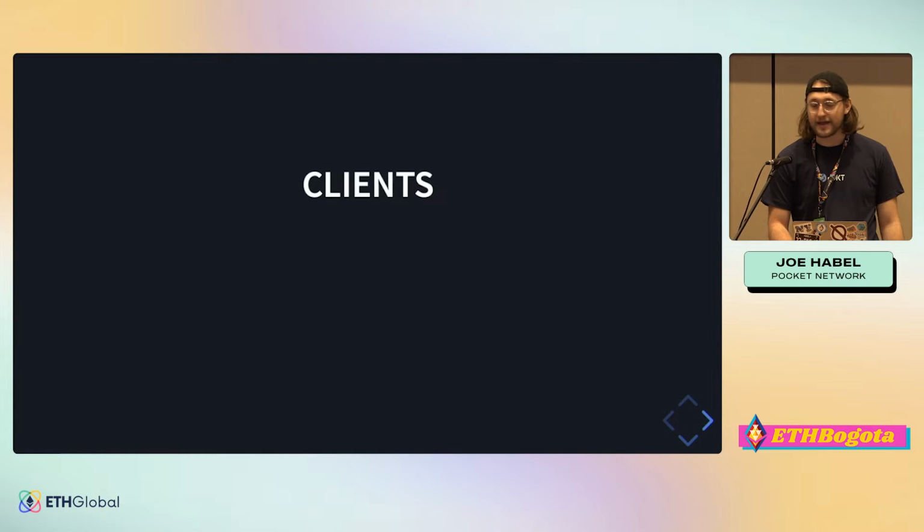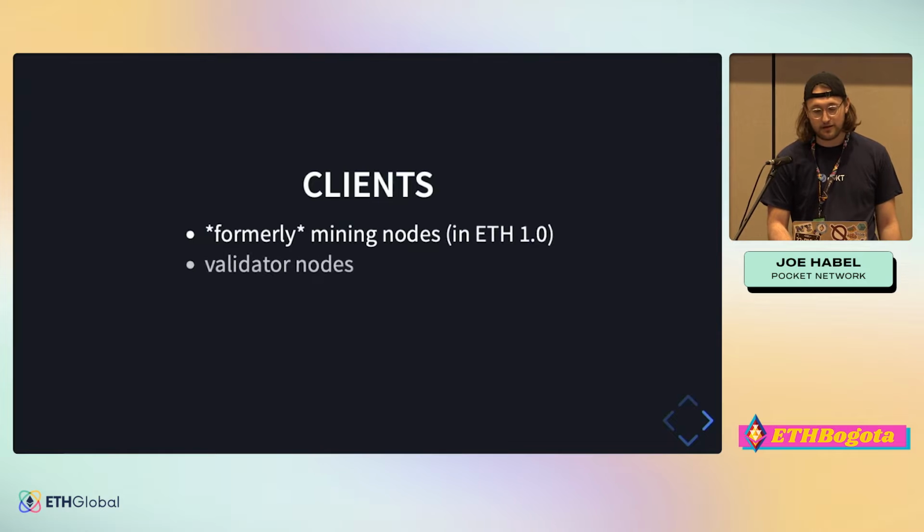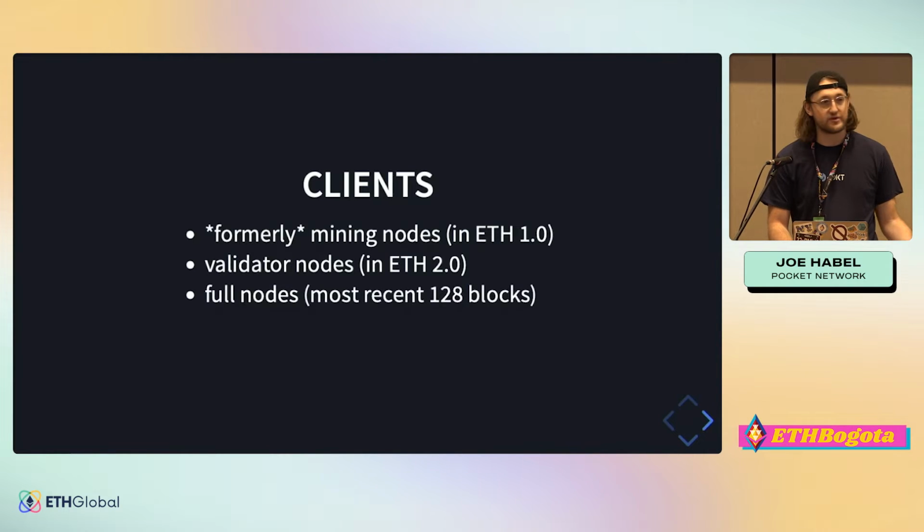Let's talk about what a client is, because that might not be a word that rings a bell when we're talking about Ethereum. Formerly, these would have been mining nodes in ETH1. Now they're validator nodes. There are full nodes, which hold the most recent 128 blocks, and archival nodes, which hold the historical state of all blocks in existence.